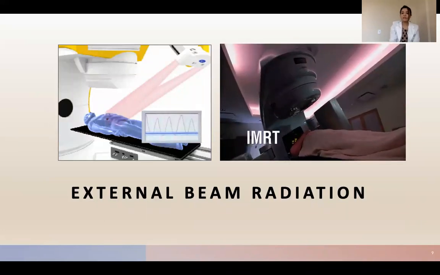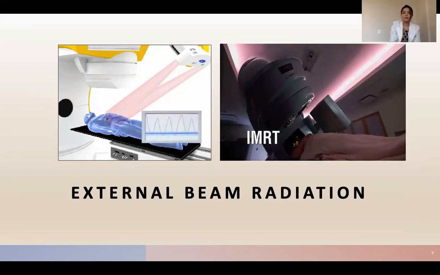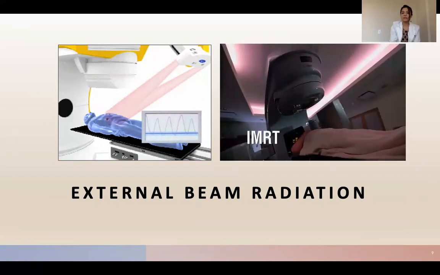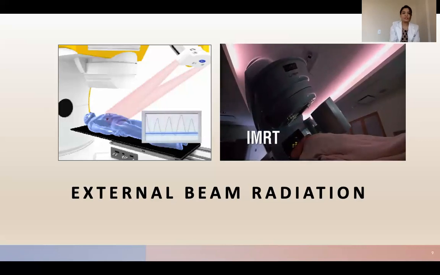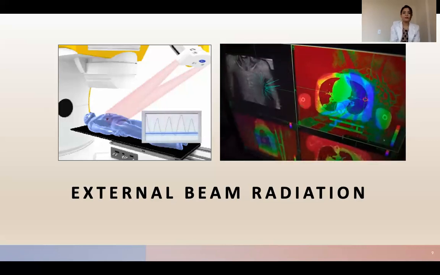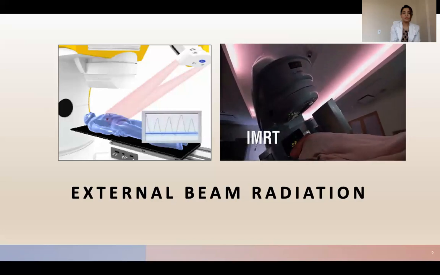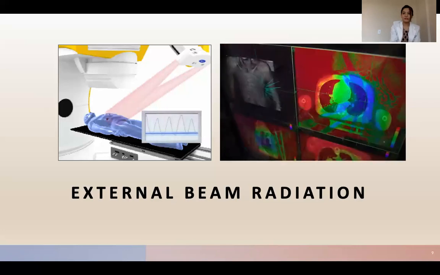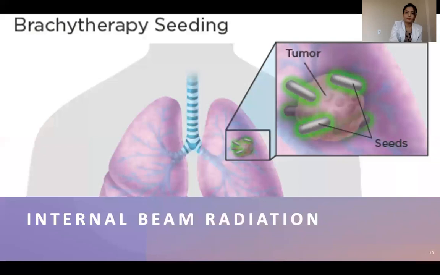External beam radiation is when the radiation is applied to the tumor via an external or outside source. As you can see in this picture, radiation is being applied to the tumor via a machine, and that machine is used as an external or outside source. Internal beam radiation is also called brachytherapy seeding. With this technique, the radiation source is placed very close to the tumor inside the patient's body, and that's how the radiation reaches the tumor and suppresses it over time.